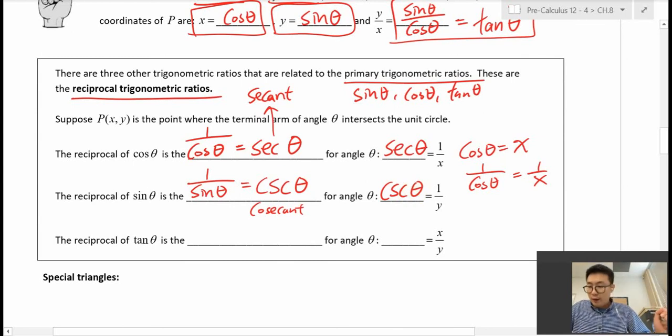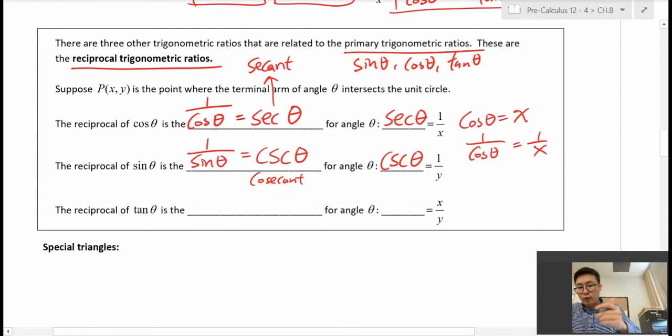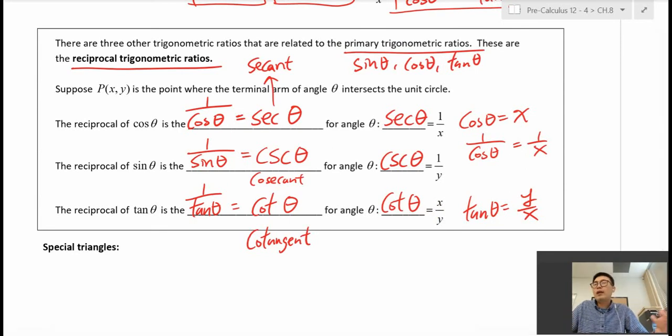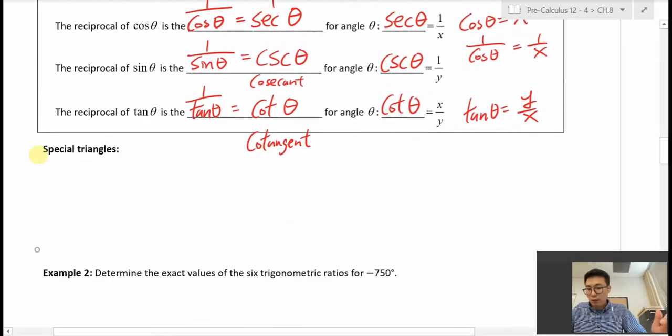Now we have a reciprocal for tangent, and of course this is 1 over tangent theta, and this is what we call cotangent theta, COT. Cotangent theta is equal to x over y, because remember tangent theta was y over x. So cotangent is just the reciprocal: y over x becomes x over y. So these three are new, but they're not that difficult. They're just the reciprocals. Nothing tricky here.